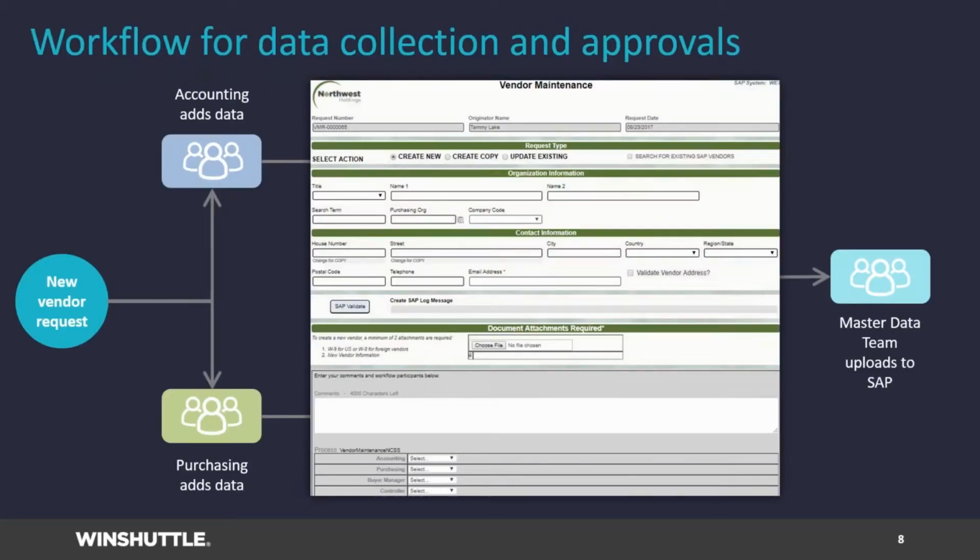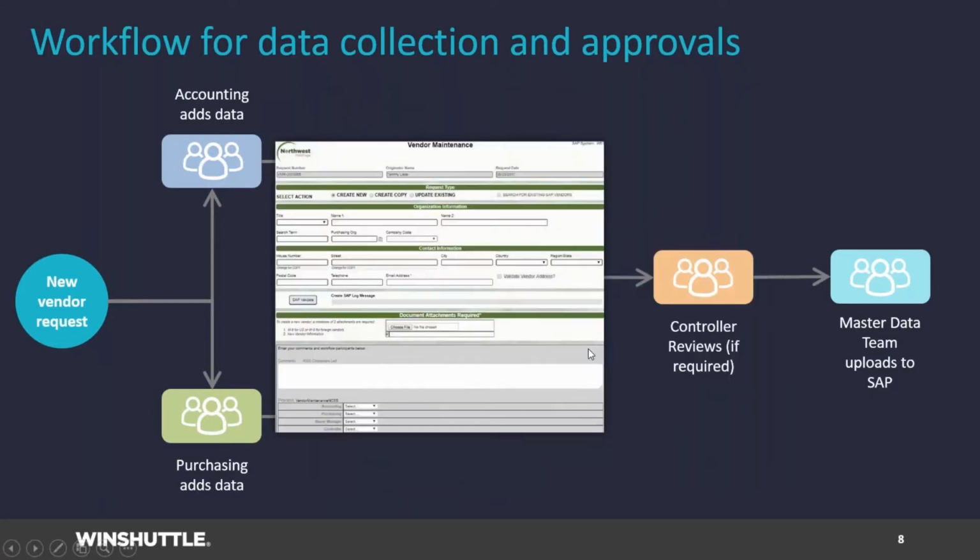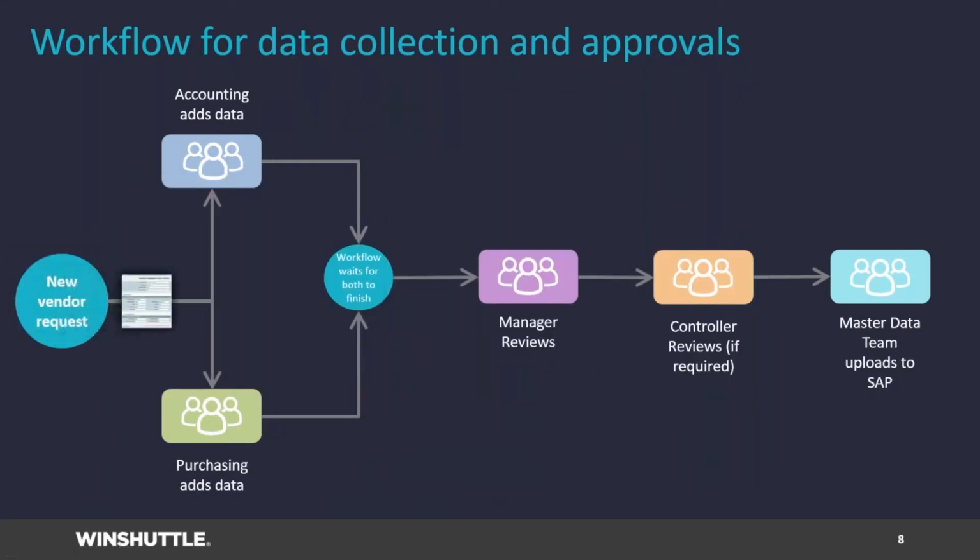So once this form has been submitted, it can go through different people, and a lot of times you've got some situations where you can have two people adding data at the same time, and I'll show you the workflow in a second. But to start with, this accounting and purchasing, so we're going to start this new vendor request, then accounting is going to get it and purchasing will get it at the same time. We'll wait for both of them to finish, and then once they're both finished, it moves on to the manager, the controller if required, and then on to the master data team to upload that data into SAP.